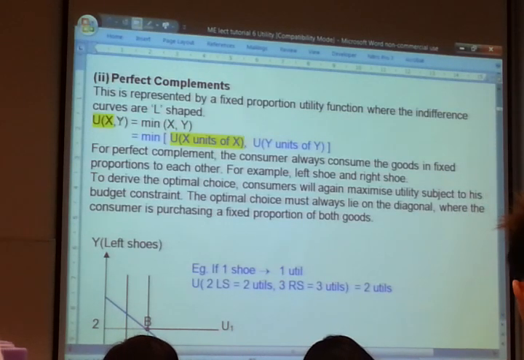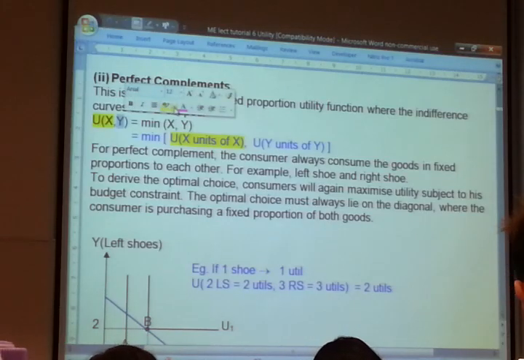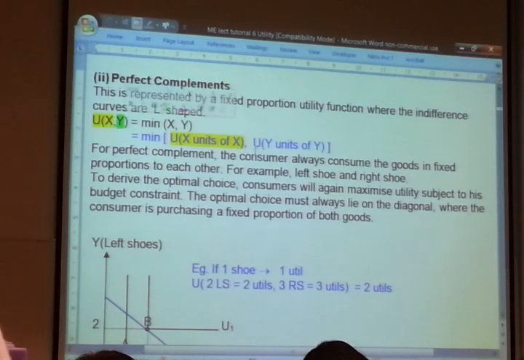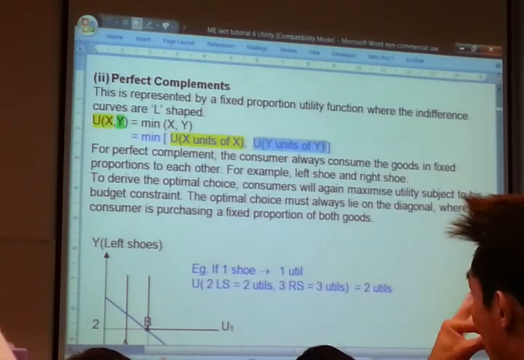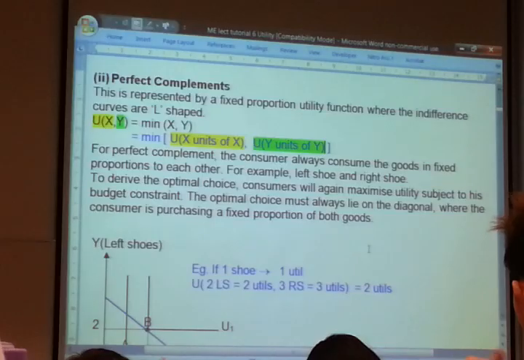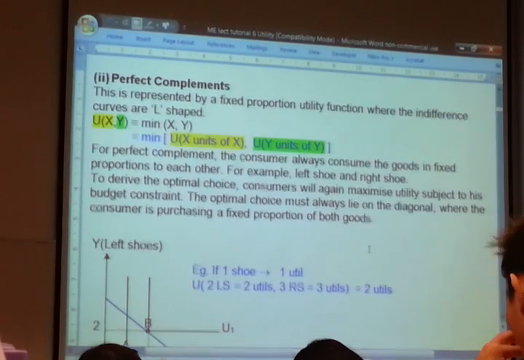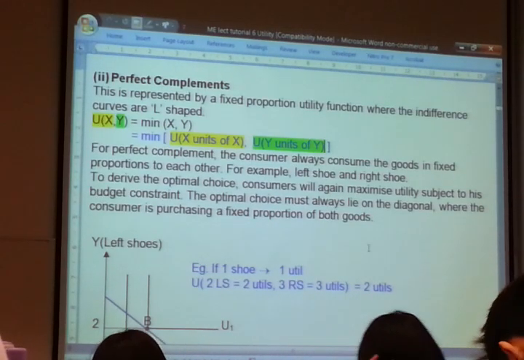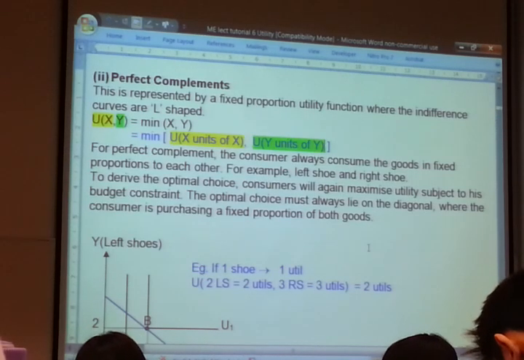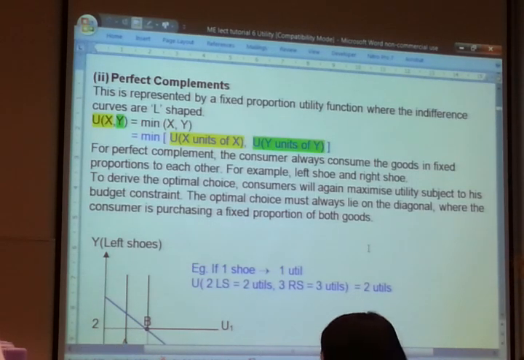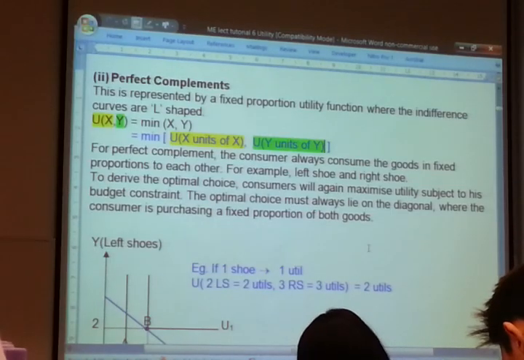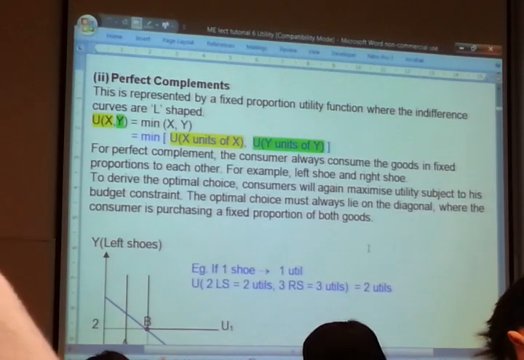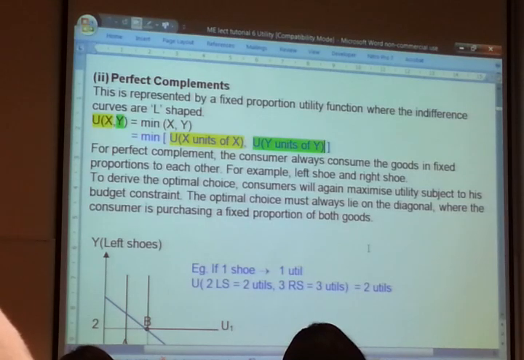What does u of y mean? It means the utility from y units of y. Simple. So the 2 things are called x and y. U of x is the utility from x units of x. U of y means the utility from y units of y. U of t means the utility from t units of t.